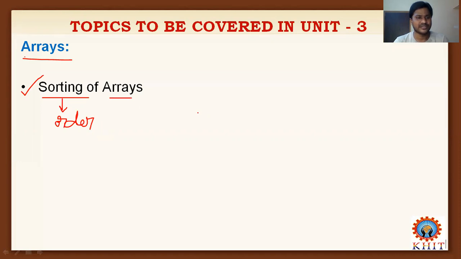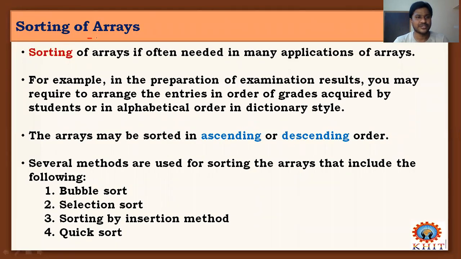Coming to the sorting of arrays, sorting is often needed in many types of applications of arrays. We use arrays in real time to organize a group of similar type elements, mainly as a data structure. An array is considered one of the familiar and famous data structures for organizing a group or set of similar type elements into one unit called an array.